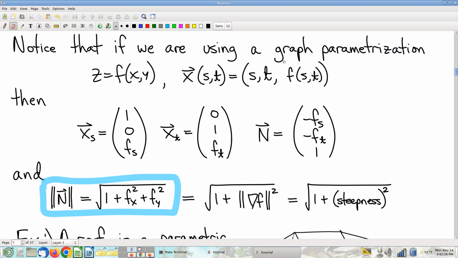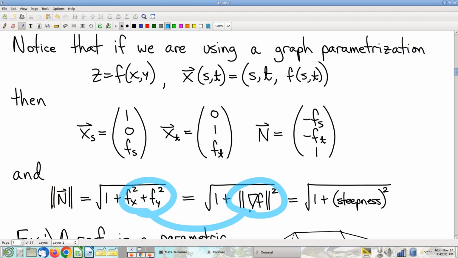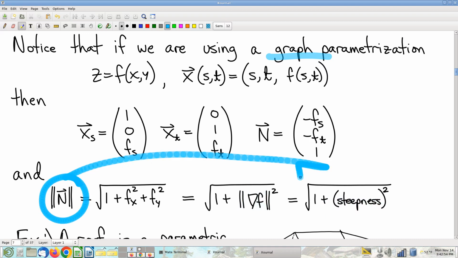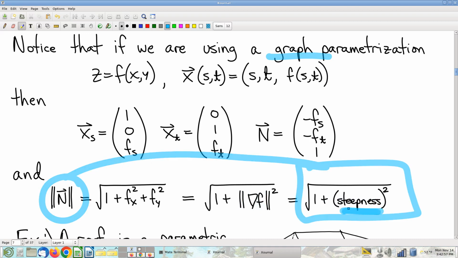Okay, here's another neat observation about this. You just can't help but notice that is exactly the magnitude squared of the gradient. Weird. Just there it is, right? And then, hey, magnitude of the gradient. Magnitude of the gradient tells you how steep your graph is. Flashbacks to chapter 2. So another way to say this then is that if you're using a graph parameterization, then your stretching factor only depends on how steep is the graph. How about that? That's kind of neat.